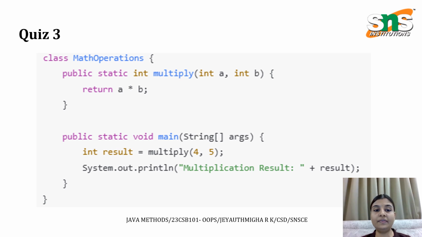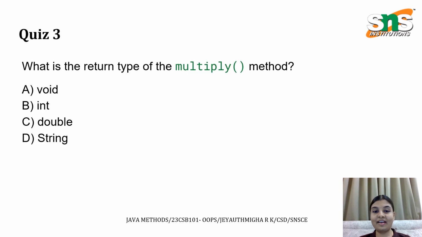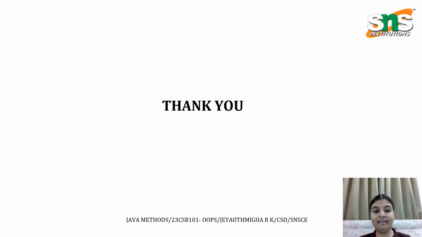And we have another quiz. Here we have a multiplication function, for that we have the multiply operator. So the return type of the result will be integer, because we have the function int multiply. That's coming to the end of the session.